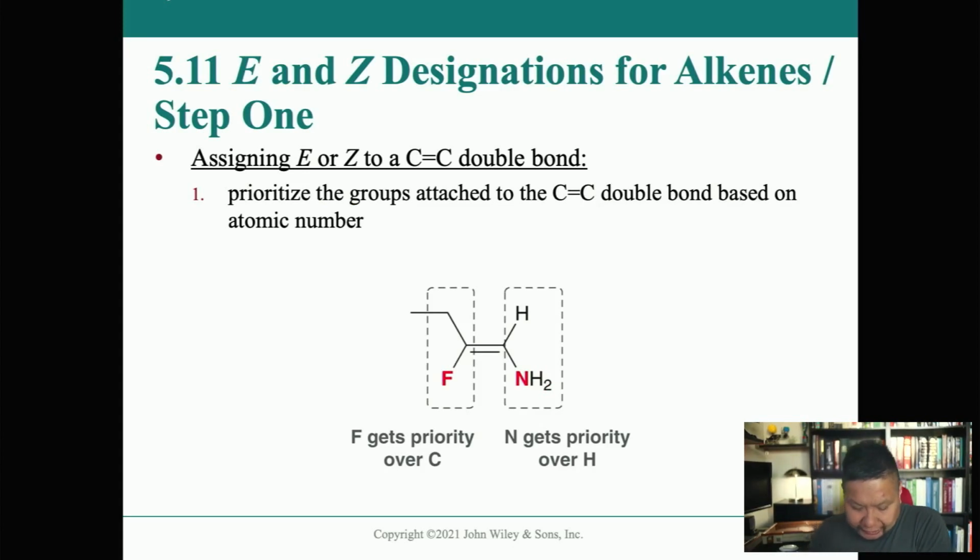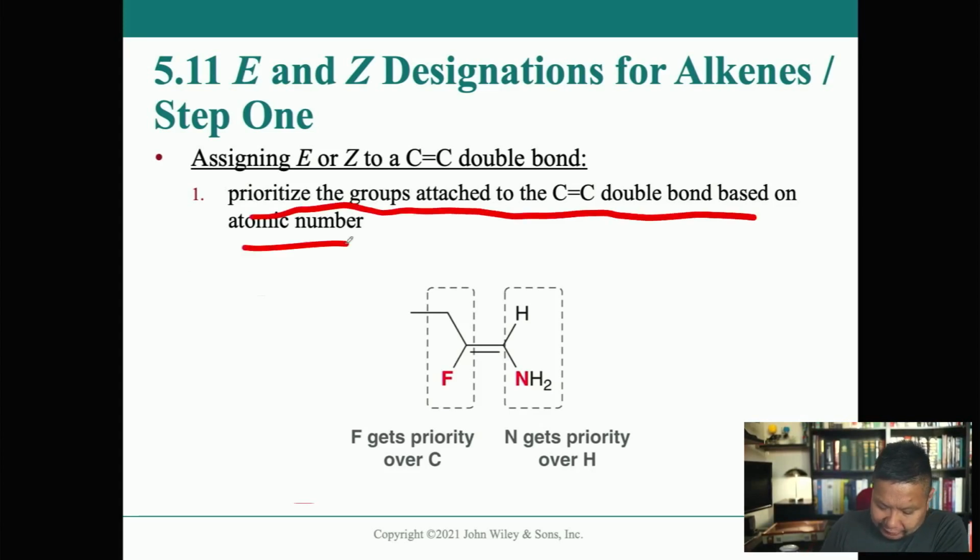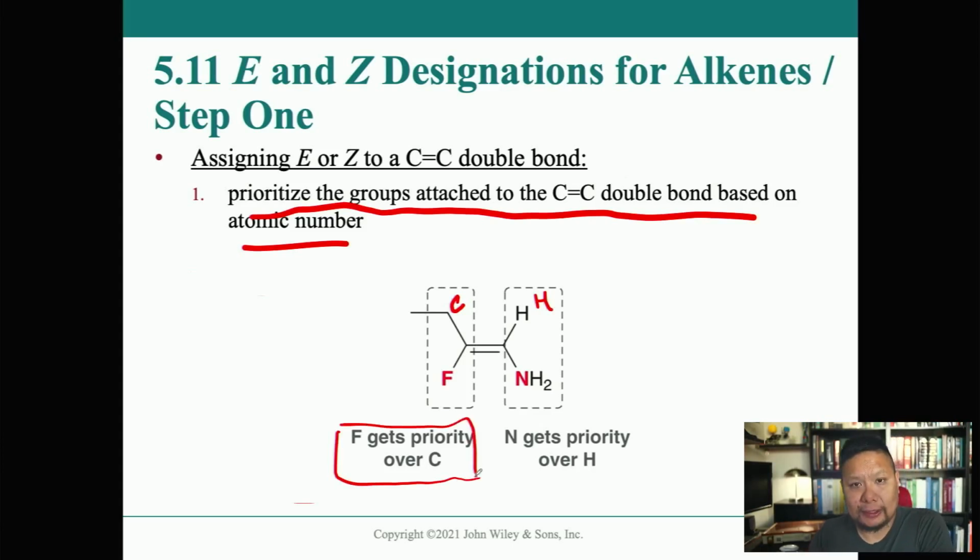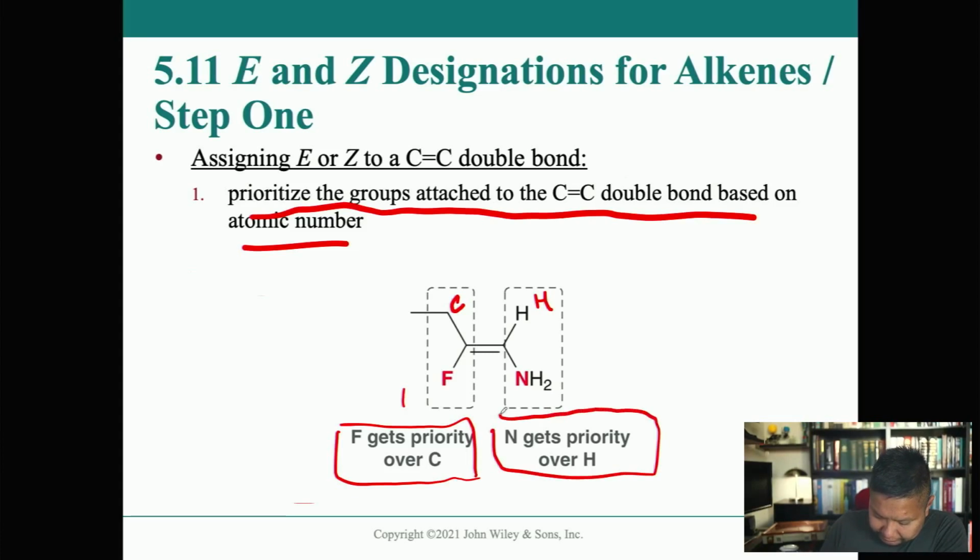In E and Z notation, we have to prioritize things again, okay? So step one, prioritize the group attached to the carbon-carbon bond based on atomic number. So here we have carbon up here, hydrogen here, right? Fluorine there, and nitrogen there. Fluorine is the highest priority because it has the highest molecular weight. So that's one.